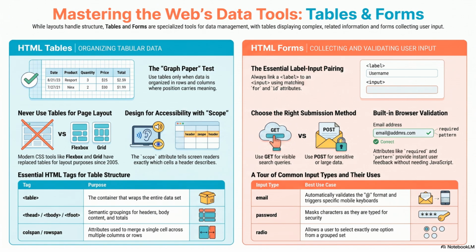This is the full chapter recap graphic. Use it to tie tables and forms together side by side, rather than introducing new material. Left half recaps tables. The graph paper test, never using tables for layout, the scope attribute for accessibility, and the 3 structural tag groups, table, thead/tbody/tfoot, colspan/rowspan. Right half recaps forms, the label input pairing, get versus post, built-in browser validation, and a few common input types with their best use cases.